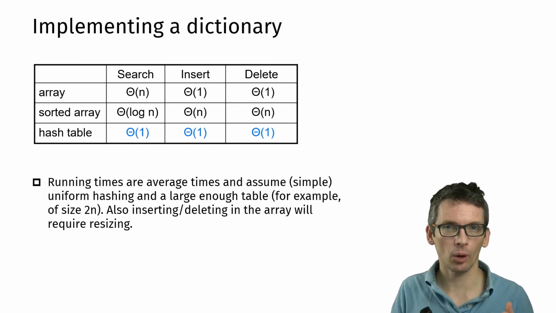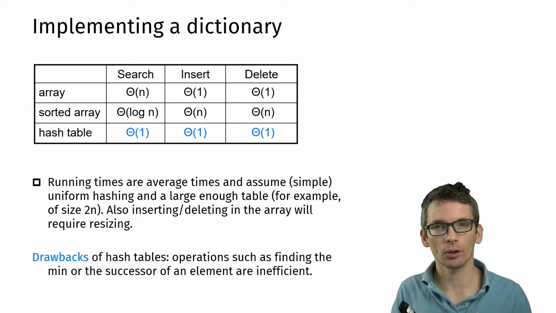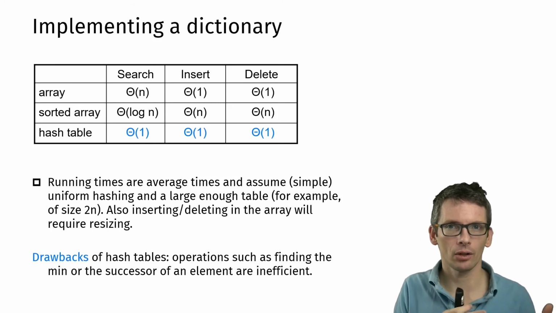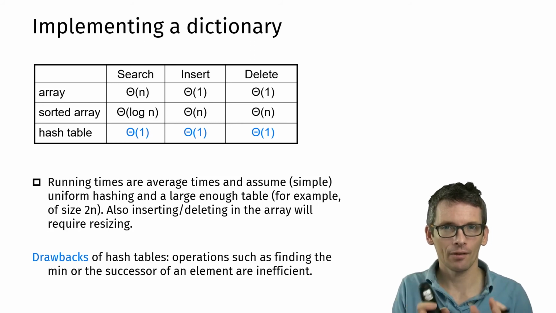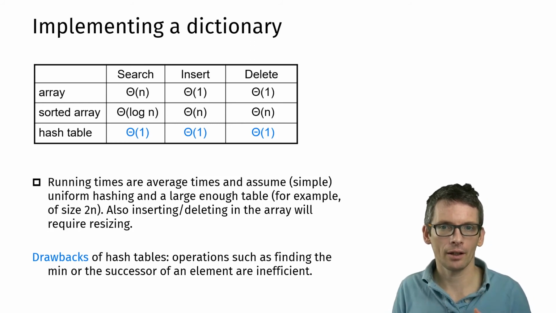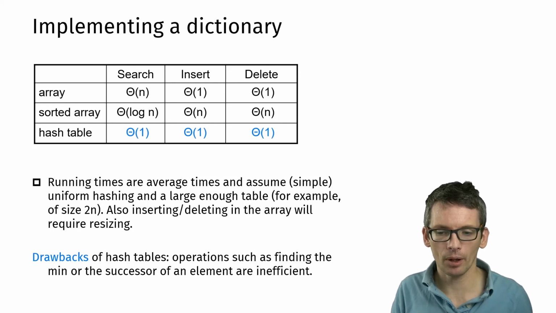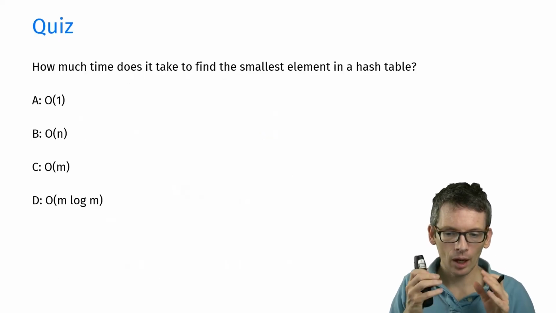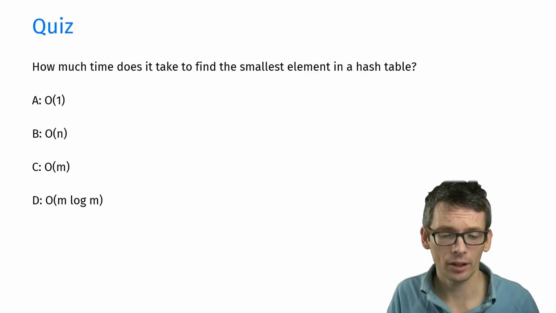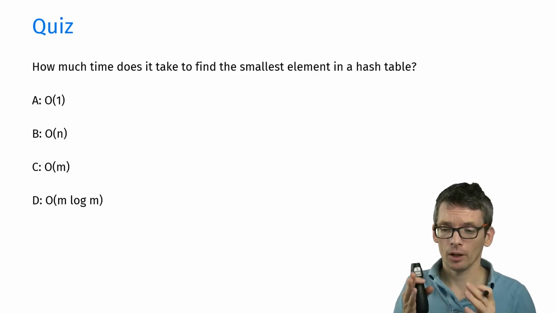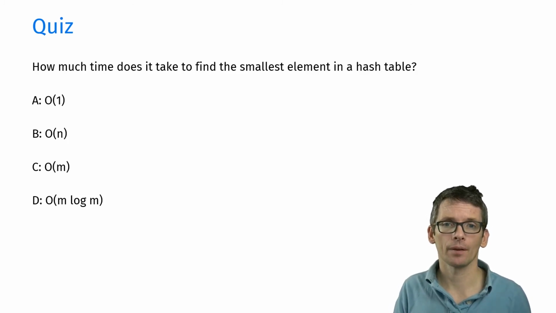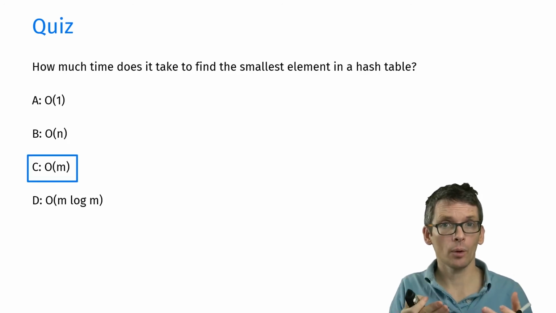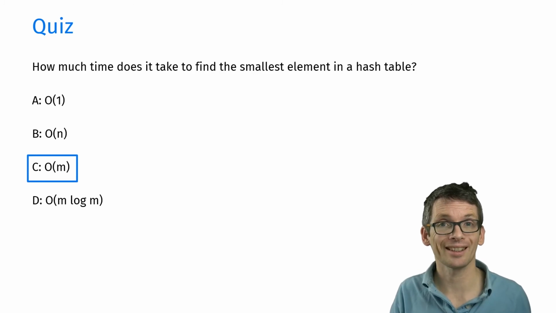So let me mention one drawback of hash tables. Hash tables are really just good for insert, delete, search. So if you want to do any other kinds of operations like finding the minimum or successor, that is not easily done in a hash table. Let's have a quiz about that. How much time does it actually take to find the smallest element, so the minimum, in a hash table? Constant, O of n, O of m, O of m log m. The correct answer here is O of m. To determine what the minimum is, we have to search through the whole table.